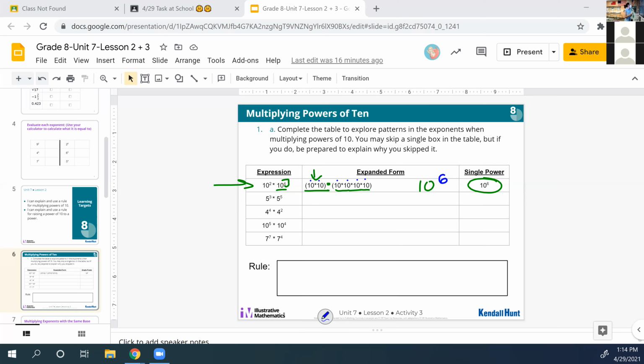Okay, so what I want you guys to do for the next one, I just want you looking at this 5 to the 3rd times 5 to the 5th, okay? And I want you in this box right here to break it into expanded form like I did here. So it's gonna be group 1 times group 2, and I want you to expand it out doing that multiplication, and then I want you to write it as a single power. I want you to take 1.5 minutes right now to do just this first one here, okay? I want everyone to do that for me.